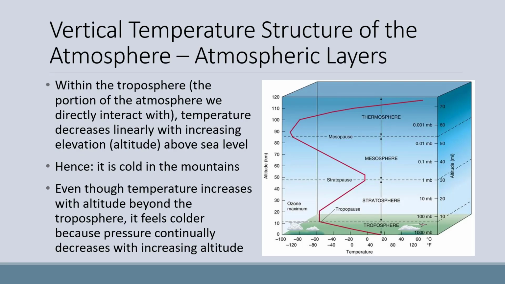Here's a great image that shows how temperature varies with altitude. You can see that temperature actually increases or decreases with increasing height depending on what layer you are in. It is variable. Within the troposphere, the portion of the atmosphere we directly interact with, temperature decreases linearly with increasing altitude above sea level. Hence, it's cold in the mountains. Even though temperature increases with altitude beyond the troposphere, it feels colder because air pressure continually decreases with increasing altitude.